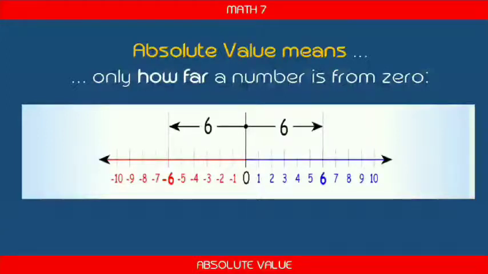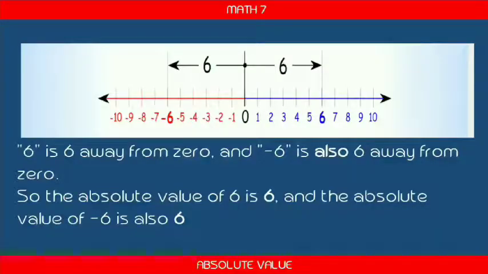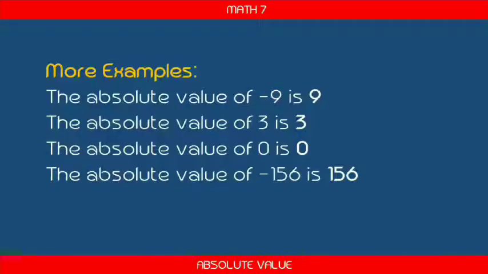Negative 6 is 6 steps away from 0, while positive 6 is also 6 steps away from 0. So the absolute value of 6 is 6 and the absolute value of negative 6 is also 6. For example, the absolute value of negative 9 is 9 because 9 is 9 steps away from 0.